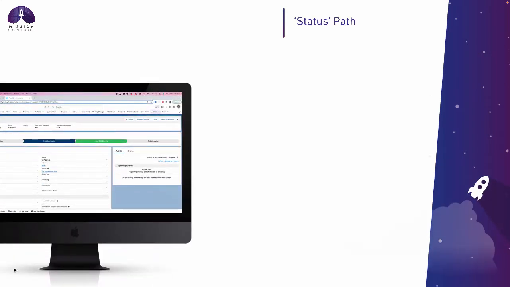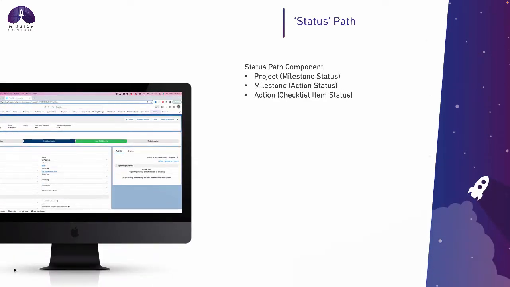So the status path component, as I say, this is a Lightning component that you can add to your Lightning pages. You can add it to the project, and it will show you a summary of the status values of all related milestones. Add it to the milestone, it will show you the status values of actions. Add it to the action, it will show you the status value of checklist items.